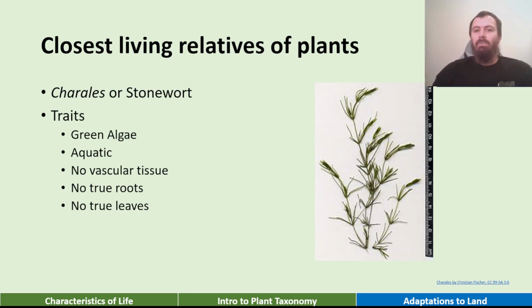What traits does it have? Well, it's a green algae. So green meaning it's photosynthetic, probably has chlorophyll, right? It's aquatic. It does not have vascular tissue, so it doesn't have those straws that run through it. It also doesn't have any true roots.